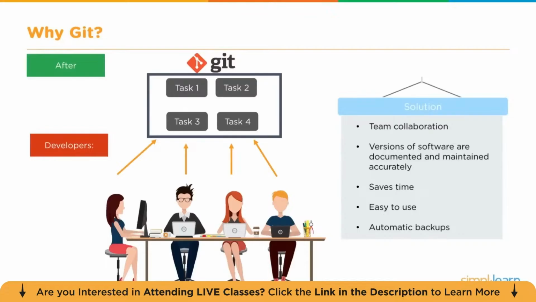So first of all, one of the things that Git does is it makes team collaboration much easier. The software itself is more effectively documented and more effectively maintained. The actual code that gets worked on by each developer in a Git environment is the complete code. So it makes it much easier for backups and for sharing content amongst each developer.